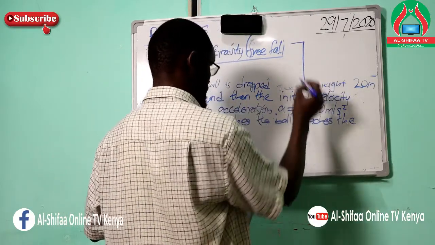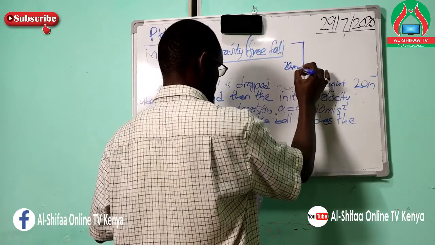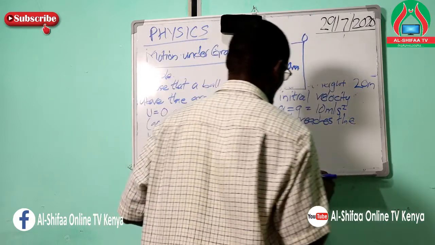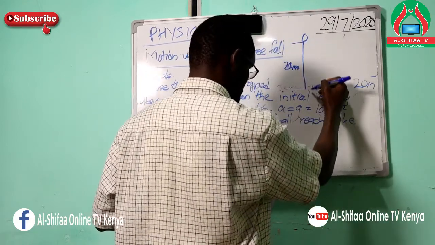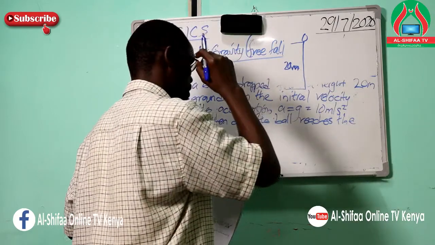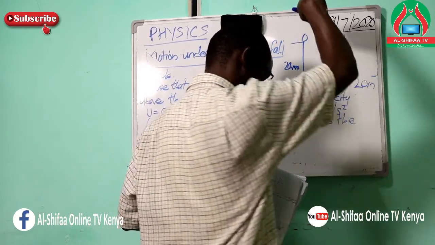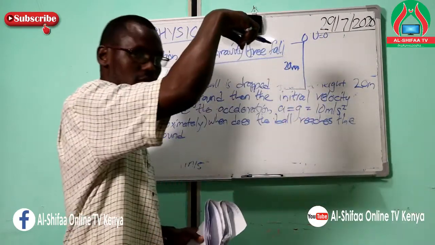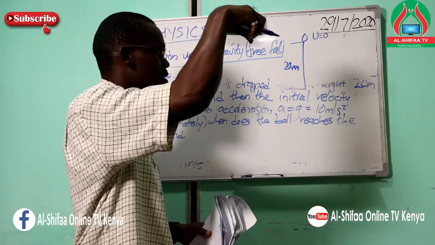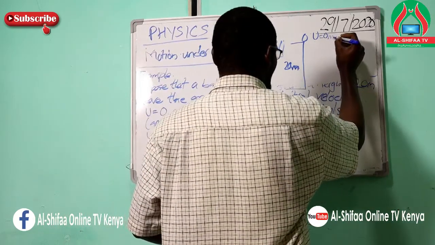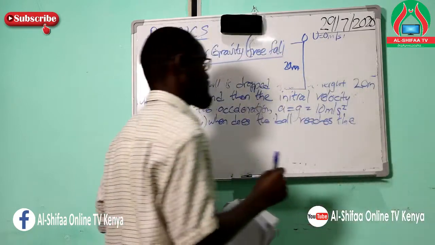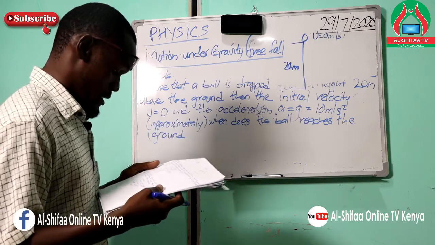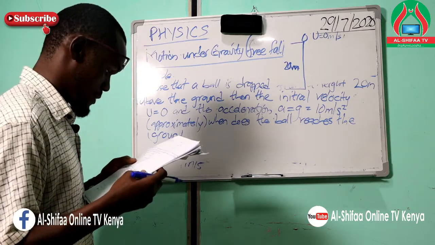We have a height of 20 meters, and here it is a ball, so it's dropped vertically downward. Here we are told that when it's being dropped, the initial velocity is equal to 0, because at that time it's momentarily at rest. So we are asked, at what time does the ball reach the ground?